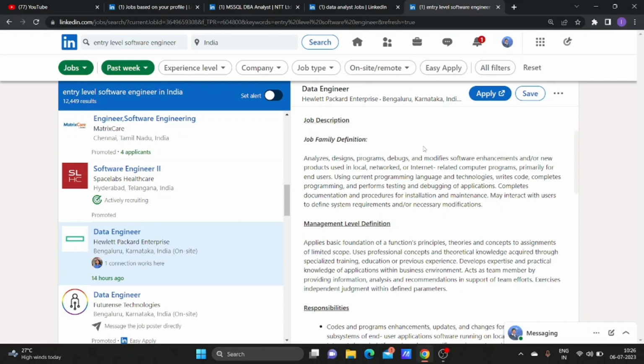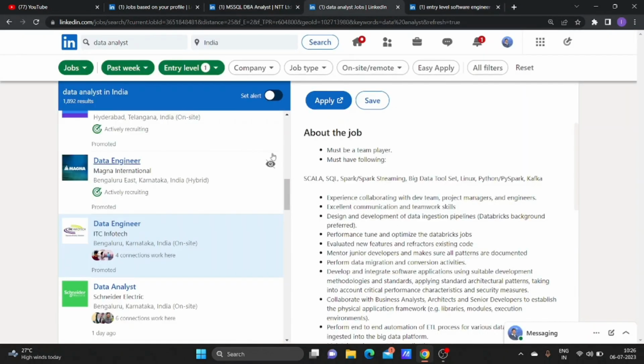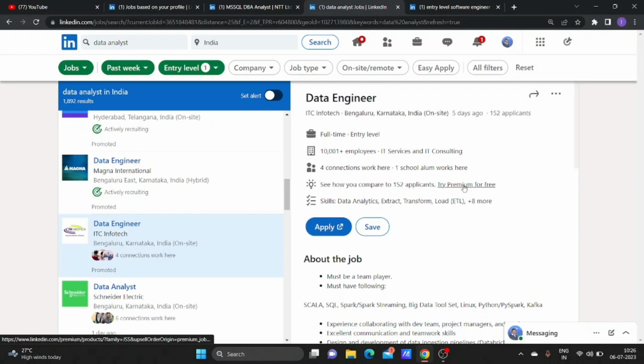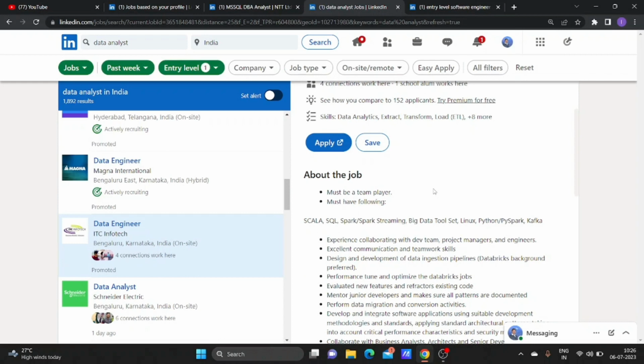Okay, and the next job is also a data engineer job. The company is ITC Infotech. I hope you have heard about this company. ITC and HP, all these companies are MNC companies and top MNC companies.